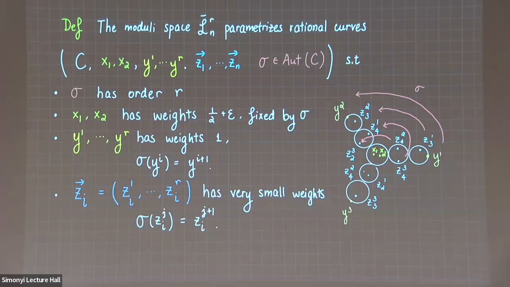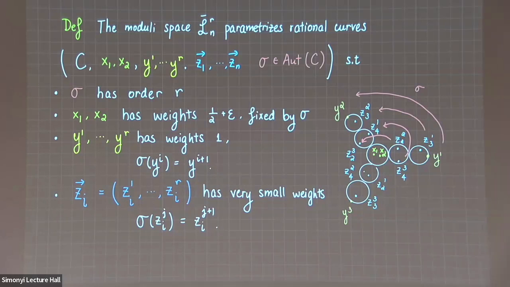So for example, if we look at the lower left arm of this curve, this P1 has a weight 1 marked point, which is this yellow Y, and a node. So the node contributes weight 1 also, and the Z_33 contributes epsilon. So in total, we have 2 plus epsilon weight on this component. So this P1 is stable. And now that has to be satisfied for all of these components.